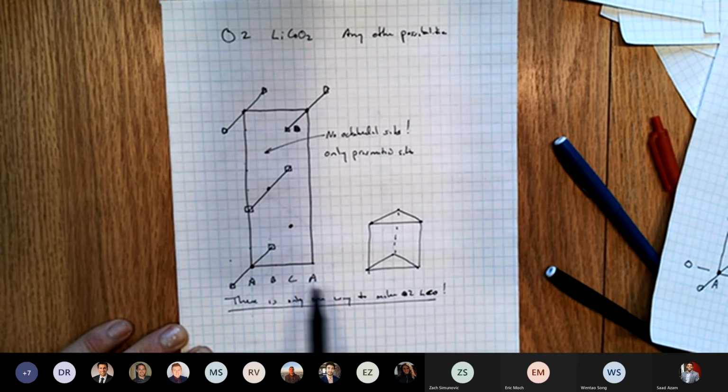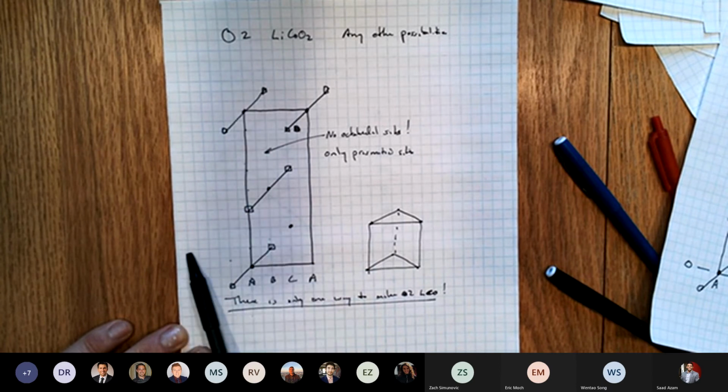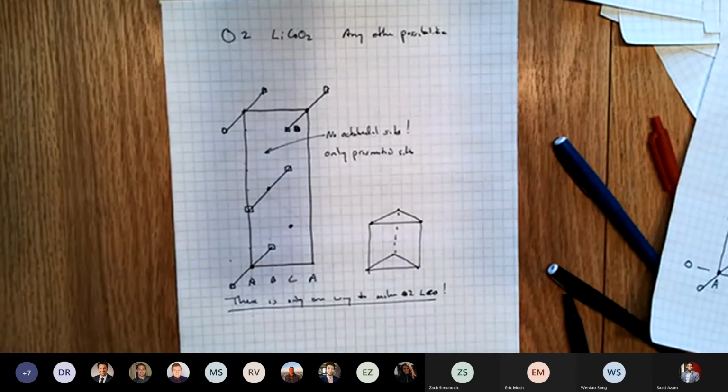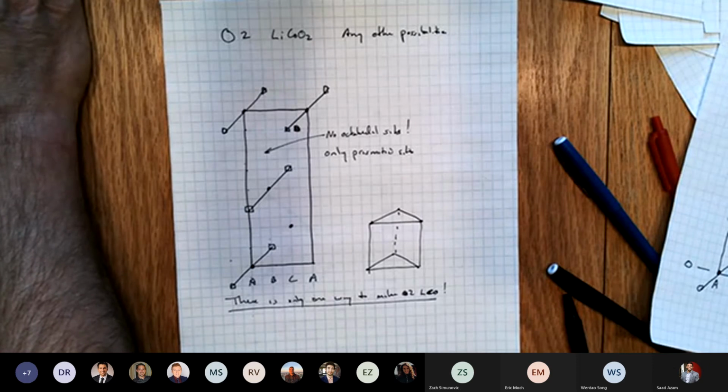Okay. So there's only one way to make O2 lithium cobalt oxide, it turns out, and it's the way that I showed you. It's kind of cool. Any questions about that? All right.